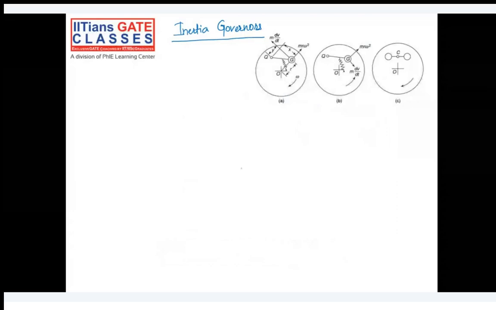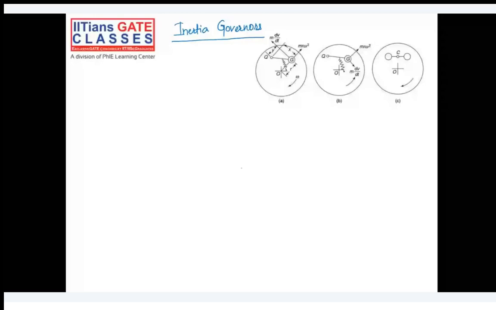We know that both of them basically help us to regulate the speed of the engine, but the flywheel is for the cyclic ups and downs, during each cycle there is a change in the energy required, and that is compensated by the flywheel, whereas the governor regulates the speed for different load applications, not for each cycle but for the load applications.